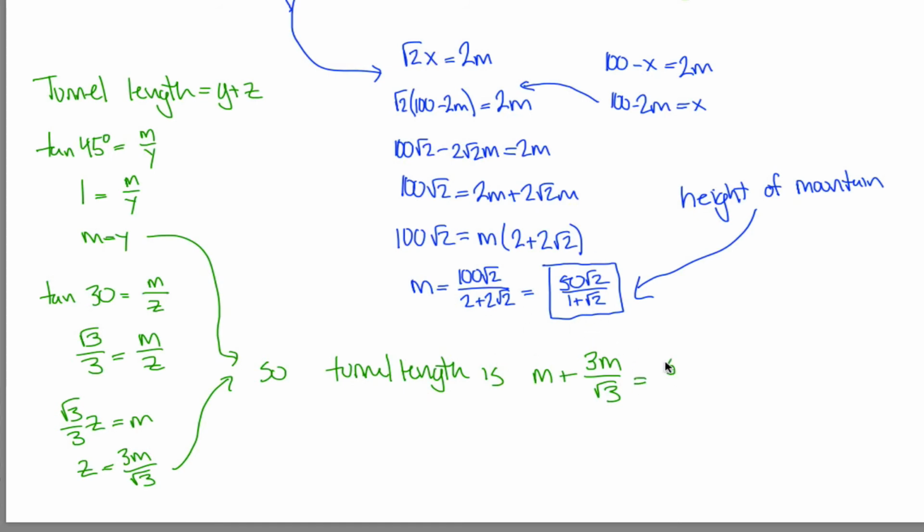I could say it's 50 square root of 2 divided by 1 plus root 2, plus 3 of these 50 square root of 2 divided by 1 plus root 2 things. Let's see how best to write this. Okay, how about this? 3 divided by root 3 times 50 root 2 over 1 plus root 2.